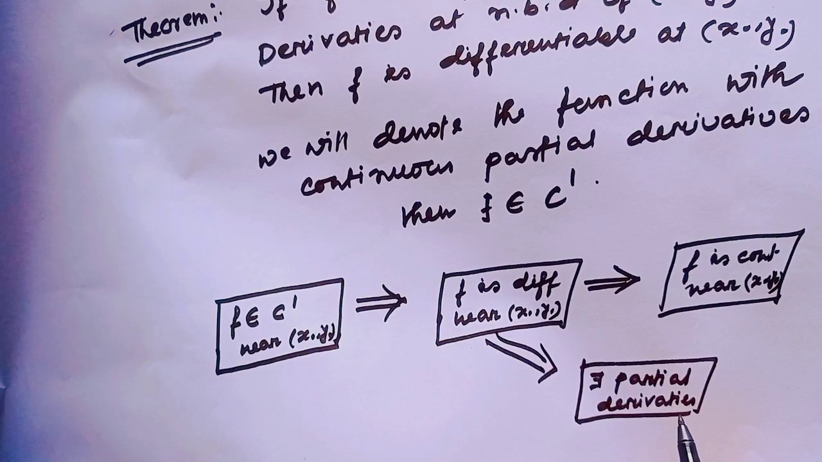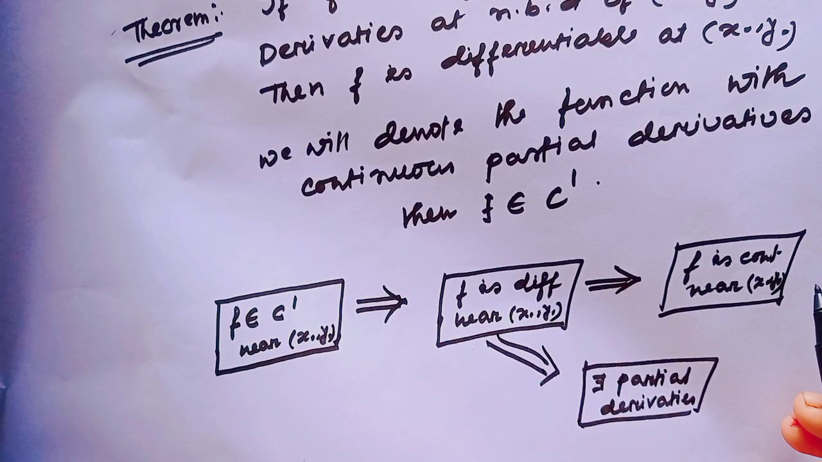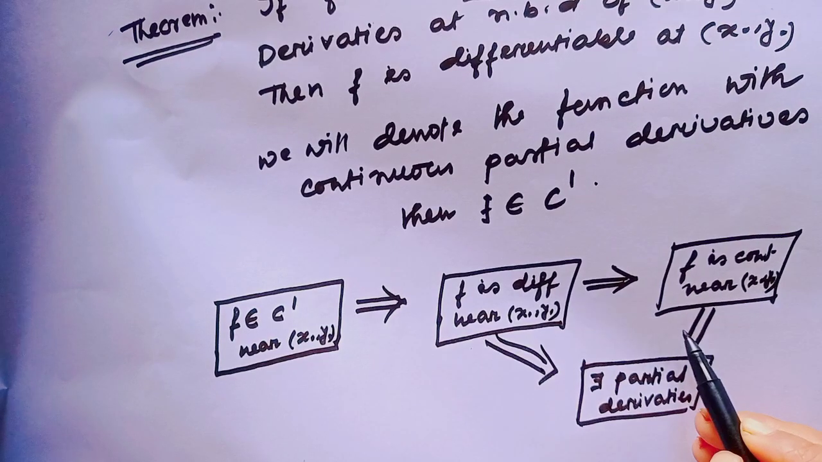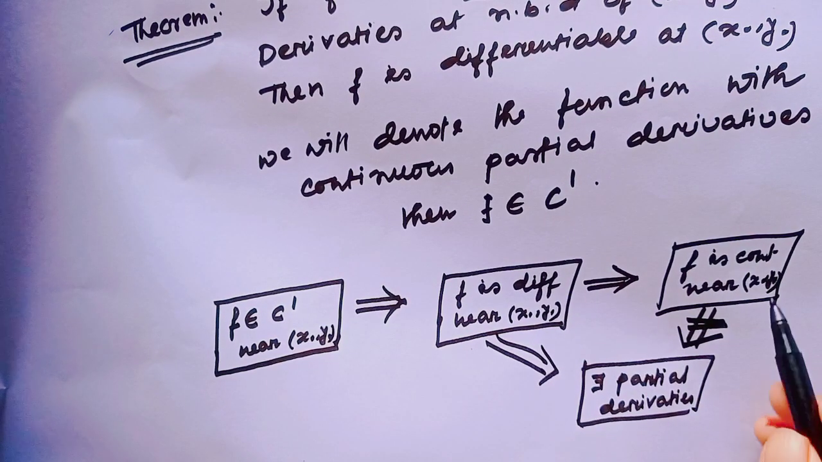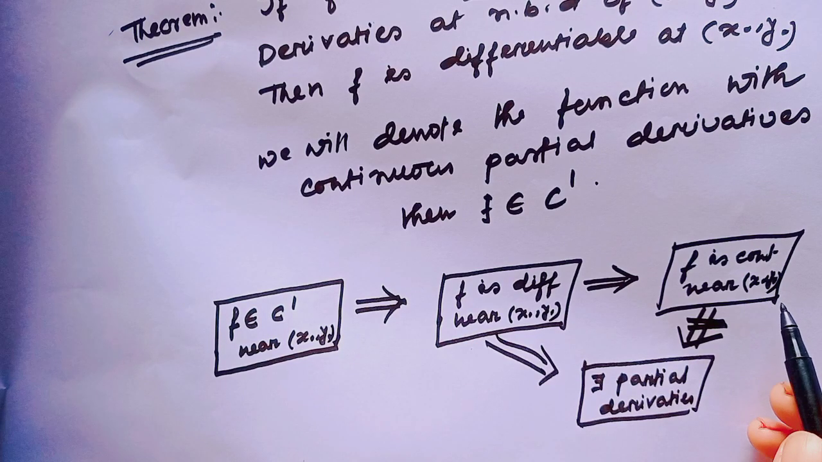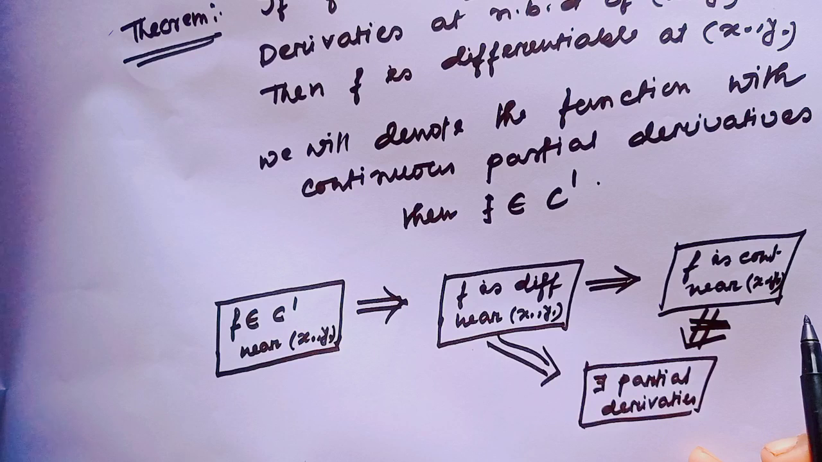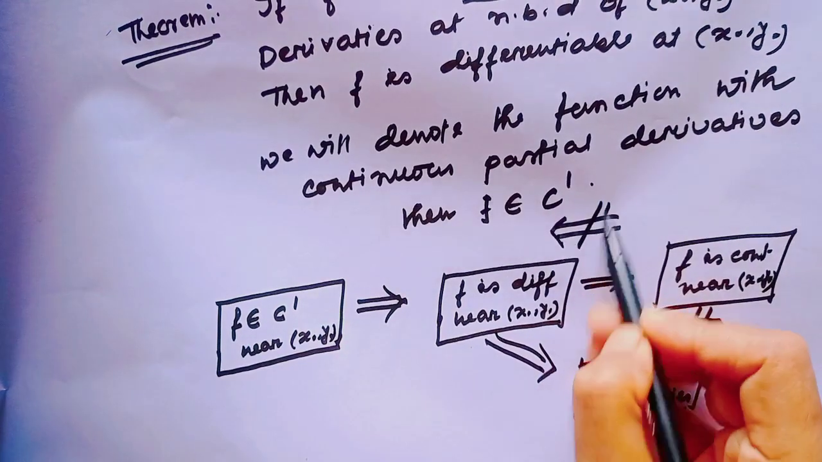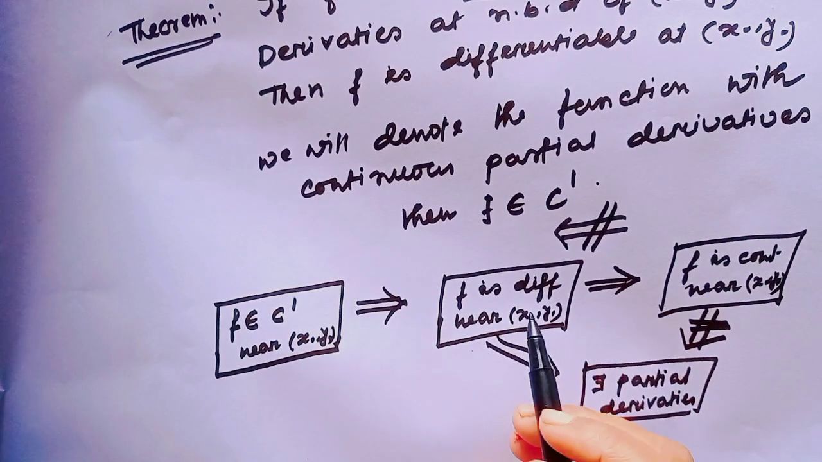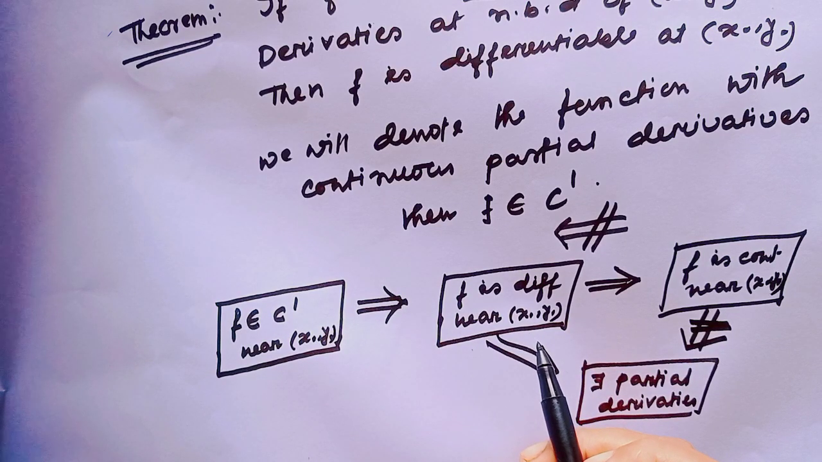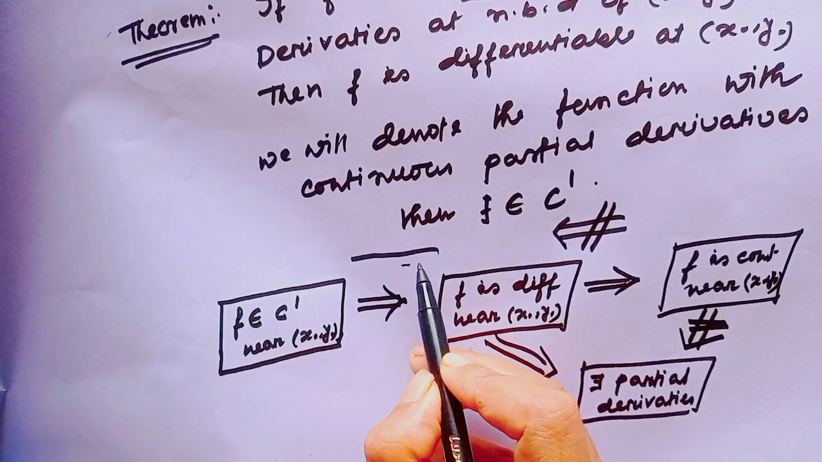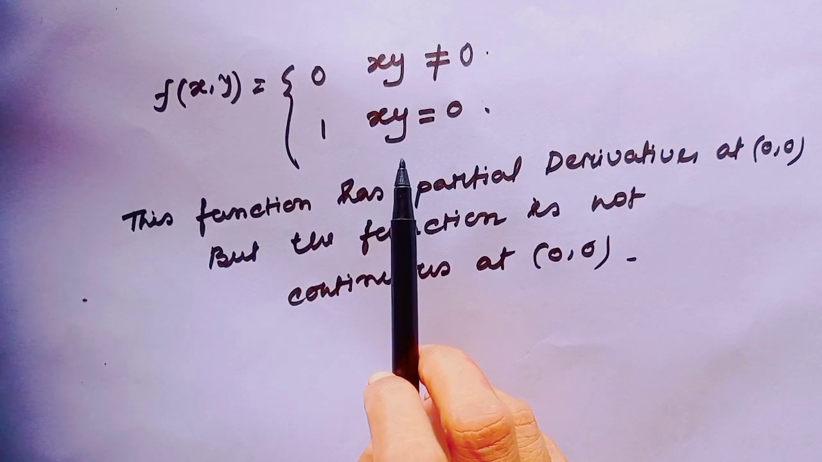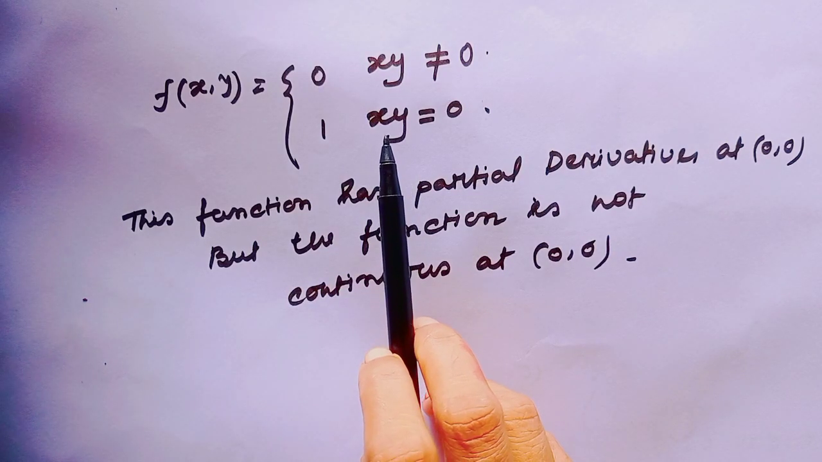But if f is continuous near the neighborhood x0, y0, that does not always imply there exists a partial derivative. That means this is not always a necessary condition. Also, if f is continuous near the x0, y0 neighborhood, that does not imply the function is differentiable. And also, if f is differentiable near the point x0, y0, that does not imply the converse, that f is C1, okay?